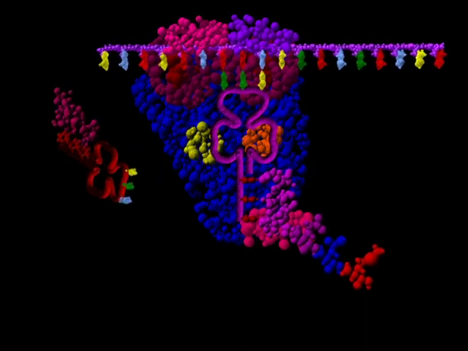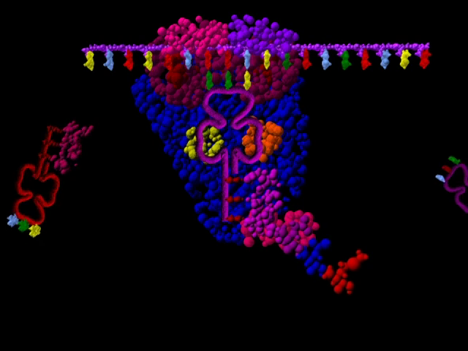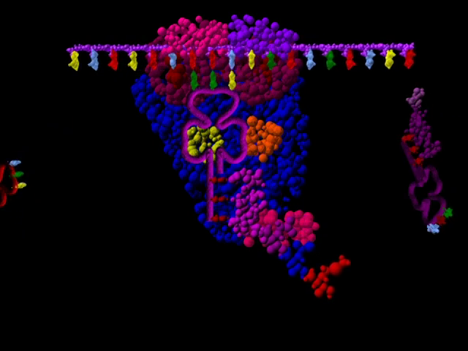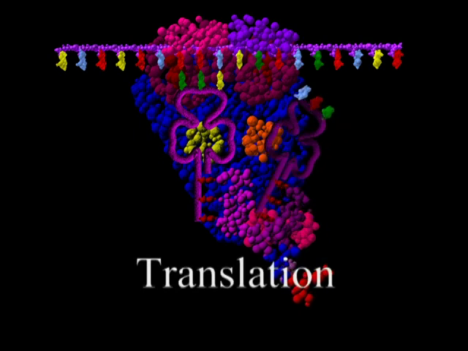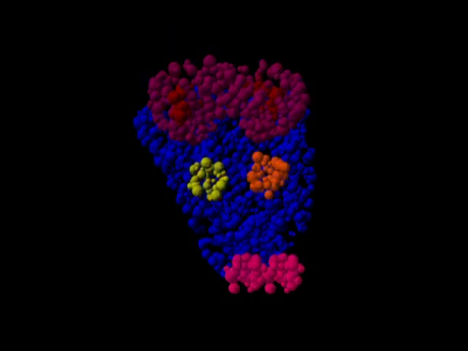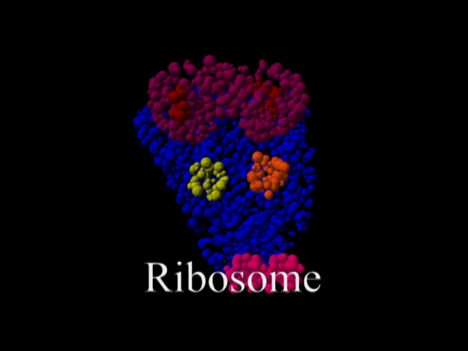The process of reading the genetic code on an mRNA molecule and converting or translating it into a protein is fittingly enough called translation. Translation occurs in ribosomes that, as mentioned earlier, are made up of rRNA and proteins.